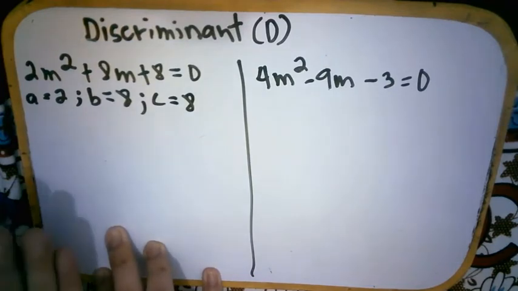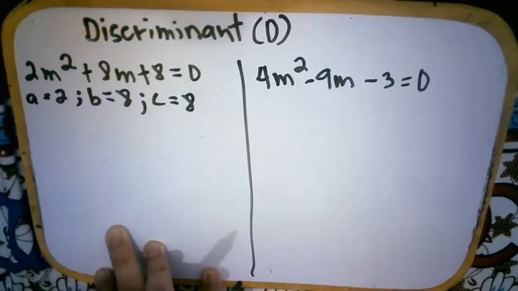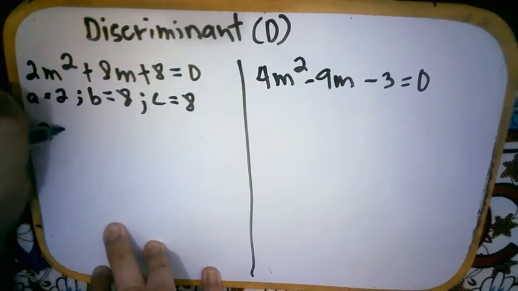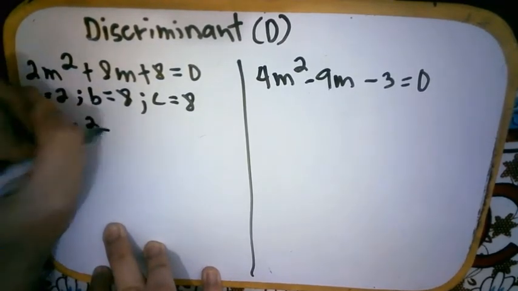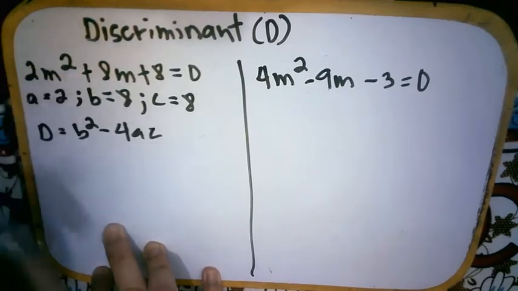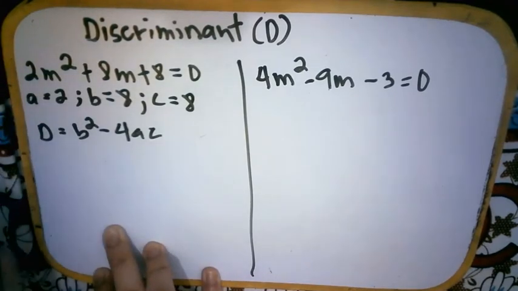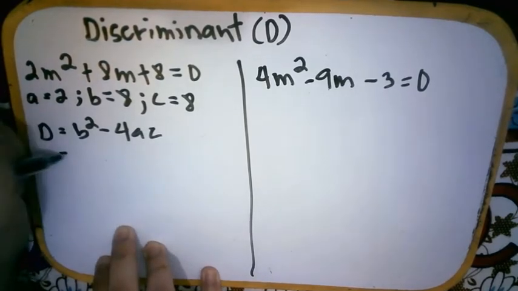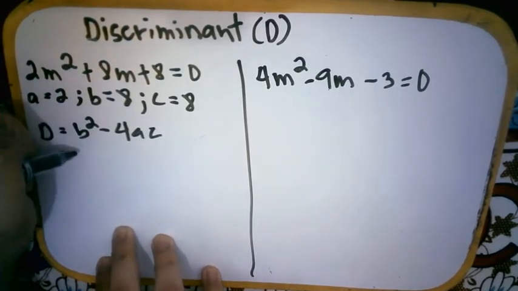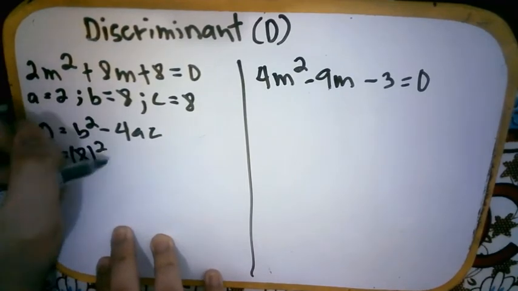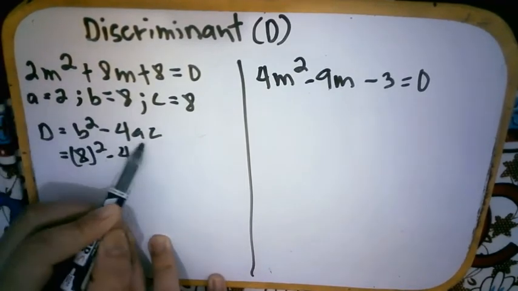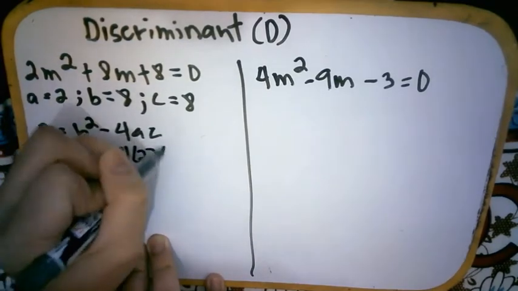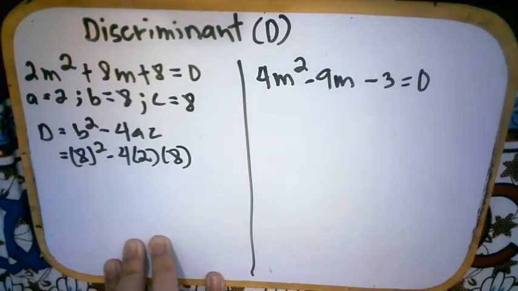So after getting the values of A, B, C, substitute from the formula. The formula is B squared minus 4AC. Don't forget, the discriminant is B squared minus 4AC. Ang value ng B ay 8, so we have 8 squared minus 4. Ang A ay 2. And then ang value ng C ay 8. After that, let's solve.